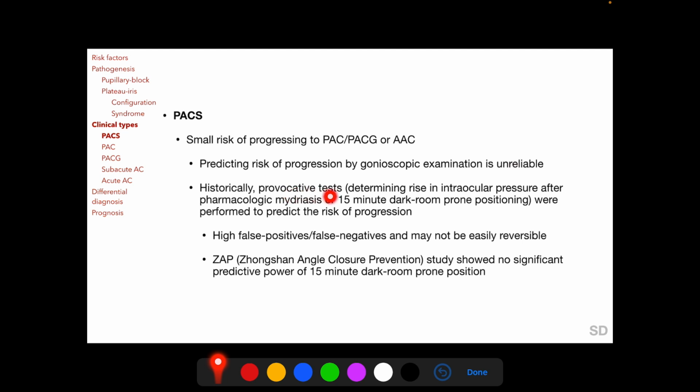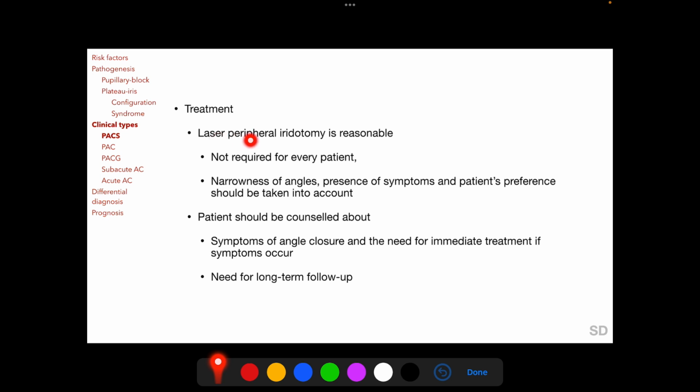Historically, provocative tests such as determining the rise in intraocular pressure after pharmacologic mydriasis or 15-minute dark room prone positioning were performed to predict the risk of progression, but these provocative tests had high false positive and high false negative results and were not always easily reversible. The Zhongshan angle closure prevention study showed no significant predictive power of the 15-minute dark room prone position test. Performing an LPI in a PACS patient is said to be reasonable but is not required for every patient.